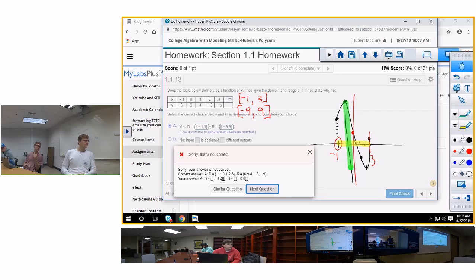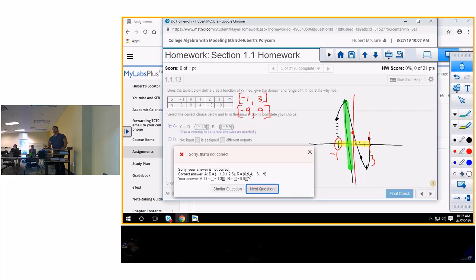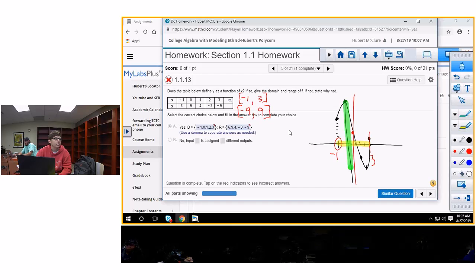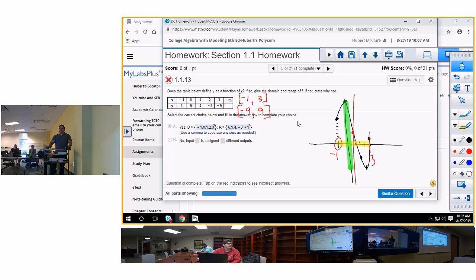What's my -1 to 3, and then 6 to what? Or 9 to -9. Oh, they want us to put it in order? They want you to put the integers. It doesn't matter what order they're in, as long as you have them, it doesn't matter.